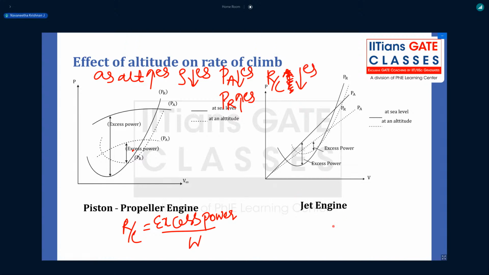Same thing happens for a jet engine aircraft. As altitude increases, power available decreases because thrust decreases, because density decreases. Power required increases, thereby excess power decreases, and as excess power decreases, your rate of climb decreases. Both for jet engine and piston engine, as altitude increases, the rate of climb decreases. Okay. Next.